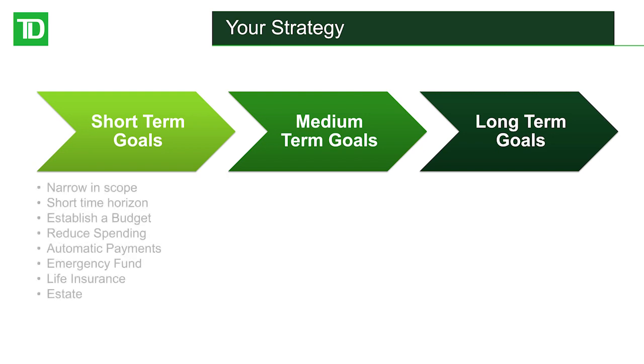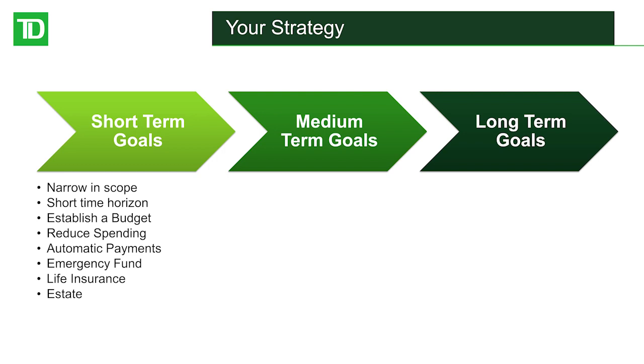So for example, when we look at short-term goals, what we say is short-term goals are usually shorter in nature, perhaps even goals that you wanted to accomplish under a year time frame. So they're usually narrow in scope, and some of the examples would include things like establishing a budget. You may want to set up a short-term goal, like reducing your spending, or even setting up an emergency fund, which would be good for the next 60 days, 90 days in case of any emergencies or loss of job.